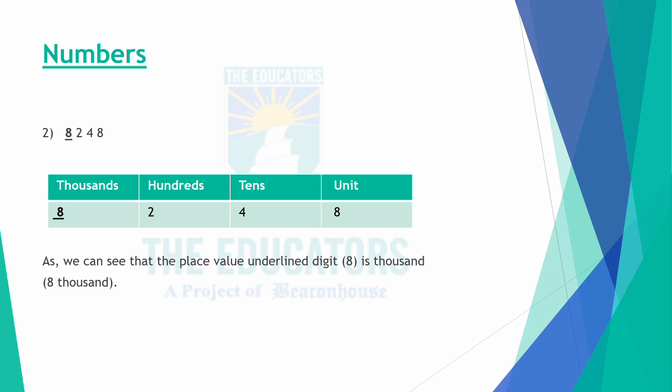Now we have another number, 8248. Since we have to find out the value of 8, again we would put this number into the place value chart and find out its value. Since 8 is coming in the place value chart at the 1000 place, it means that the value of 8 is 8000.